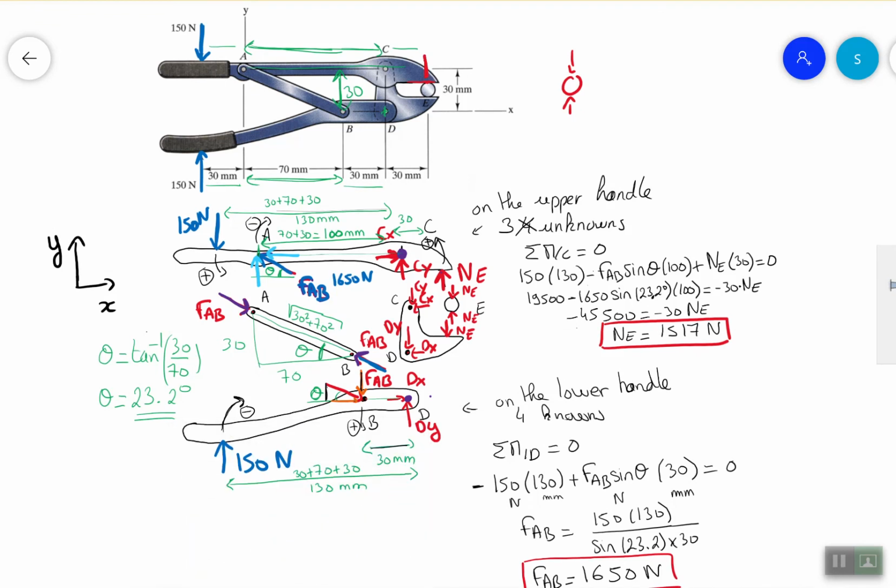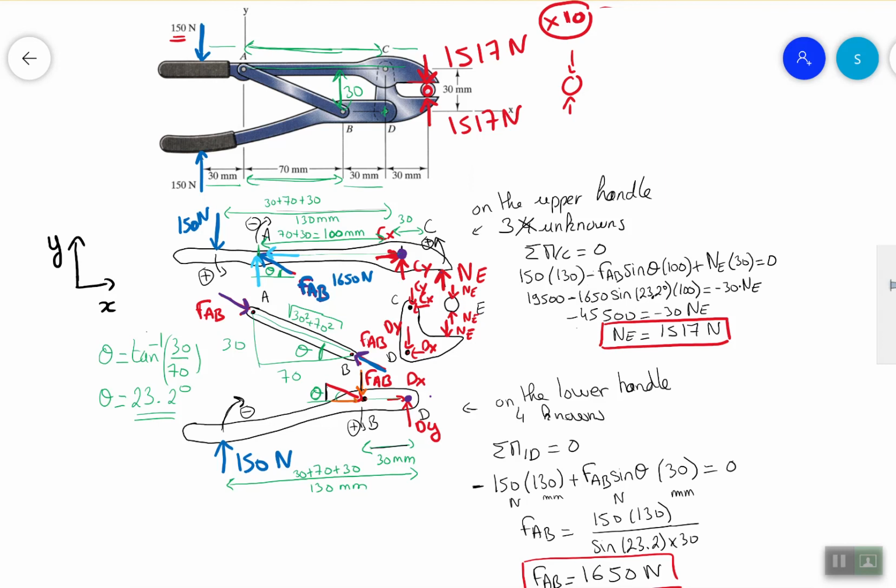Here we go. In conclusion, what we found is if we apply a force of 150 Newton on the handles, we will push. Now my body is a little cylinder. We will apply a normal force of 1,517 Newton on the cylinder, so we multiply the force by 10, from 150 to 1,500. That's why we use those tools to cut metal wire or something like that.